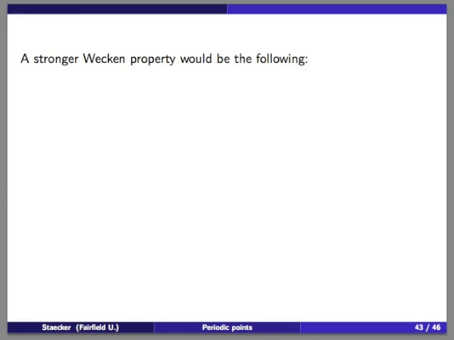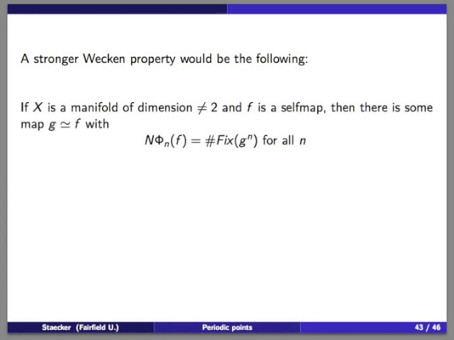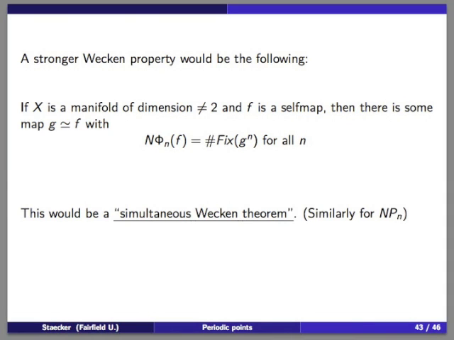You could ask a slightly stronger Bekon property. If X is a manifold, again of dimension not 2, and f a self-map, is there some specific map which realizes the Nielsen numbers for all iterations? What I said before was, if you choose a specific level of iteration, can you prove the Bekon theorem, find a map that realizes the Nielsen number? The answer is yes. What about a single map which realizes the Nielsen number at all levels of iteration? I'm going to call this a simultaneous Bekon theorem. And you could ask a similar question for the NP. For N phi n, this is an open question.